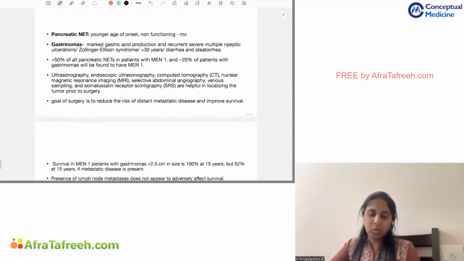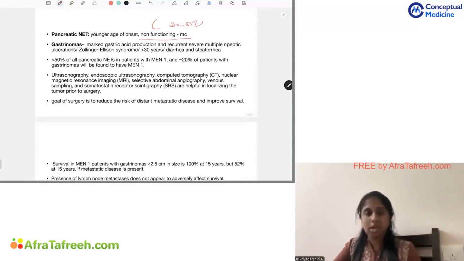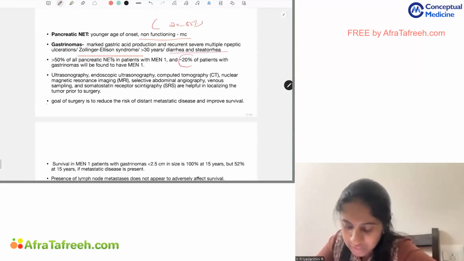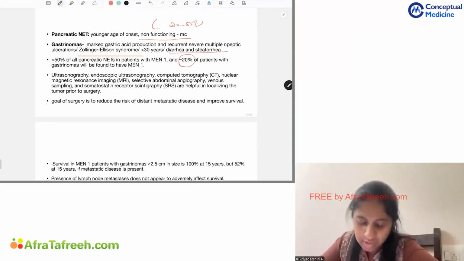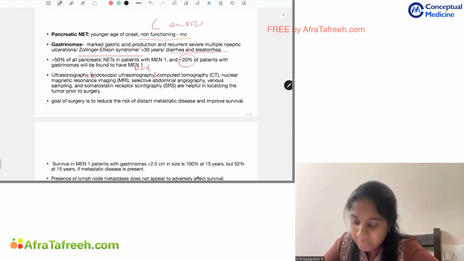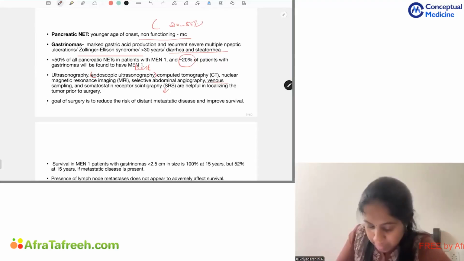Similarly, the pancreatic neuroendocrine tumor has a younger age of onset, and usually the non-functional would be more common, but with variable incidence. Sometimes it would be just 20% in certain ethnicities, whereas in other ethnicities, around 55%. The most common would be gastrinomas. I told you about Zollinger-Ellison syndrome, diarrhea and steatorrhea, etc. More than 50% of neuroendocrine tumors in MEN1, and 20% with gastrinomas will also have MEN1. Okay, so what are all the scans that you're going to do? Endoscopic. Among them, endoscopic ultrasonography is the best thing. CT, MRI can be done. Selective abdominal angiography can also be done. Venous sampling can be done. And somatostatin receptor scintigraphy, which is usually the gallium DOTATATE scans and everything. So, what is this venous sampling that you do?